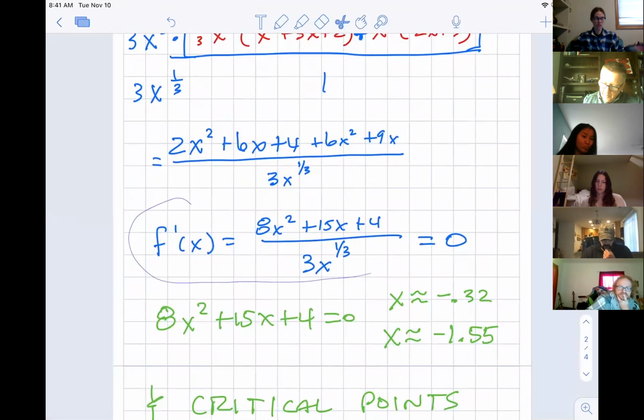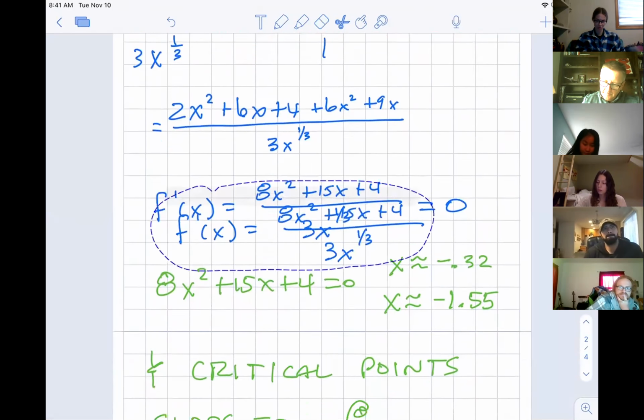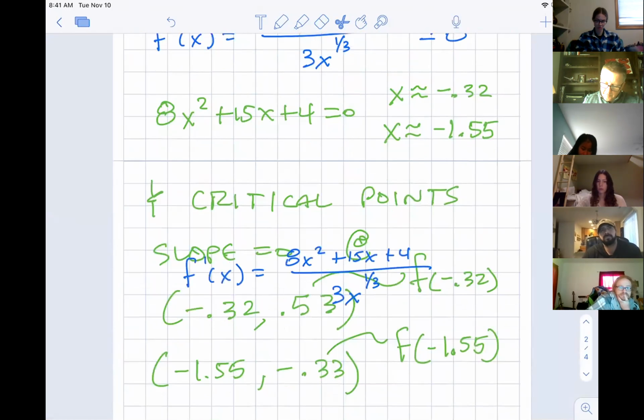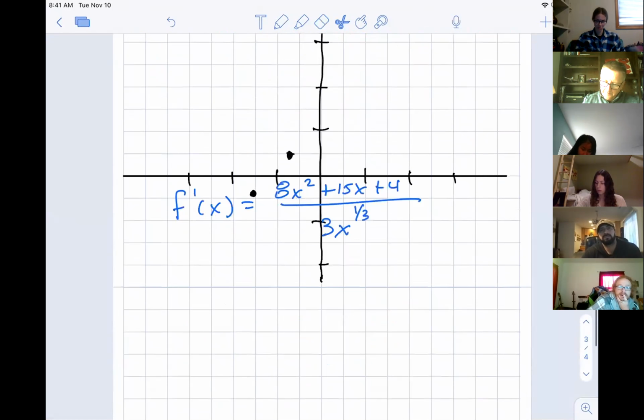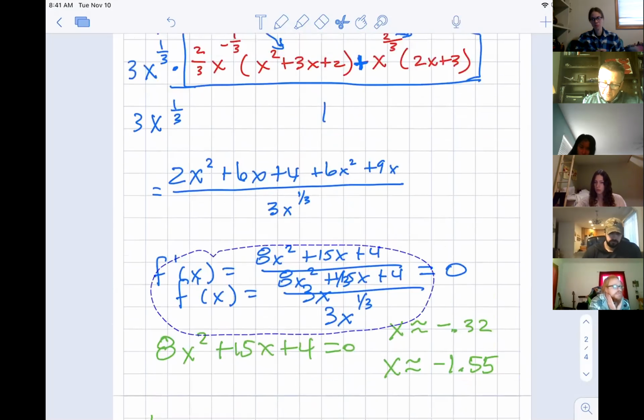So let's grab this and take it below. I never saw duplicate before. I've done copy and paste. Duplicate. Man, I got to read the directions from time to time. So what happens if you choose the equation without the denominator to take the derivative of? Nothing. Same answer. Works great.